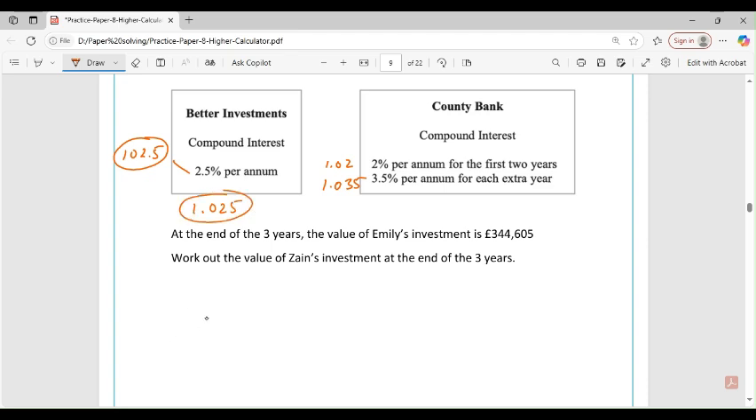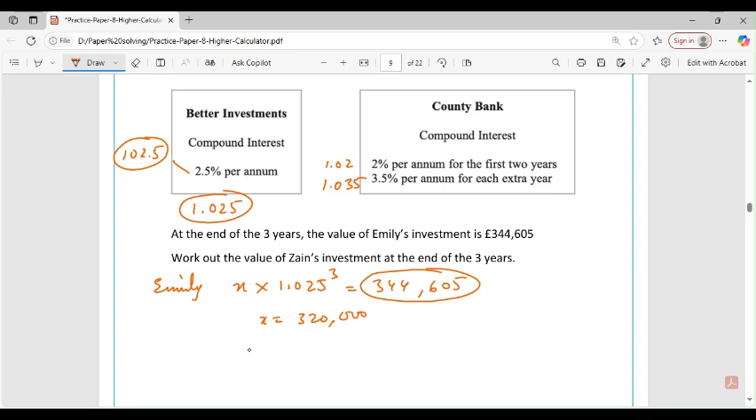Now, when it comes to Emily, the calculation is going to be pretty simple. X will be multiplied by 1.025 to the power of 3 years, which is going to give us 344,605. This is Emily's. So the X value is going to be 320 and three zeros like this.